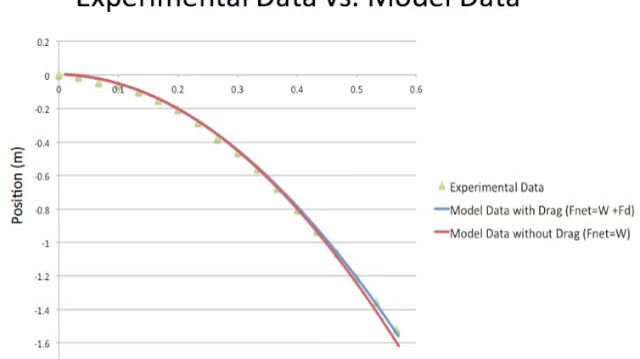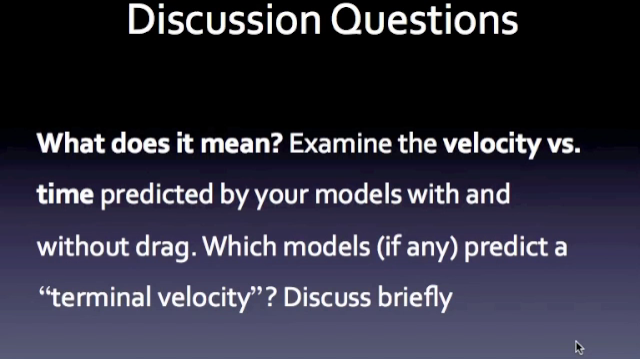Here is a position versus time graph of my observed data shown in the green points and my model with drag and without drag shown with blue and red lines respectively. As you can see, the computational model with drag and my experimental model form almost the same line, showing that my experiment was successful.